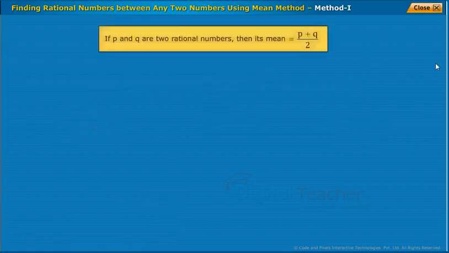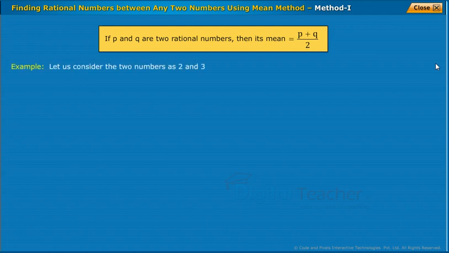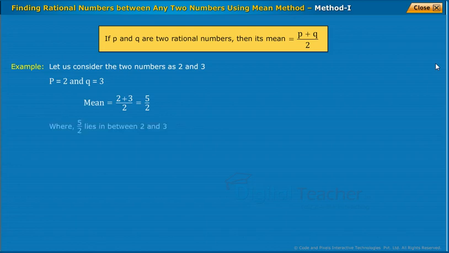Method 1. If p and q are two rational numbers, then its mean is (p + q) by 2. Let us consider the two numbers 2 and 3. Here p is equal to 2 and q is equal to 3. Then the mean of these two numbers is 5 by 2, which lies in between 2 and 3.